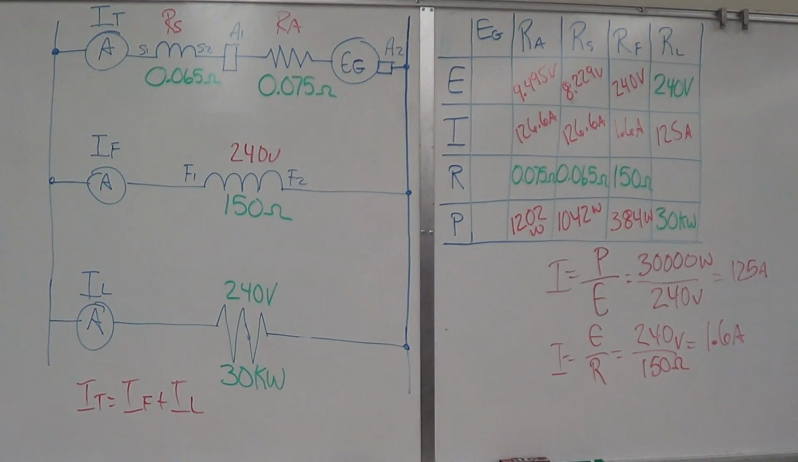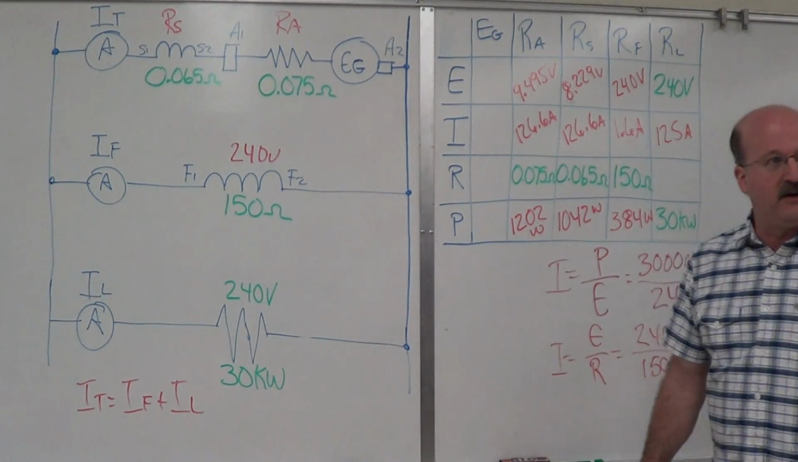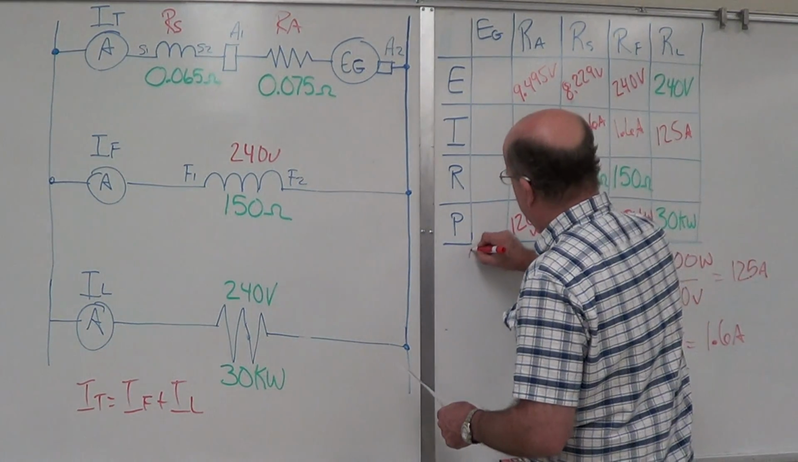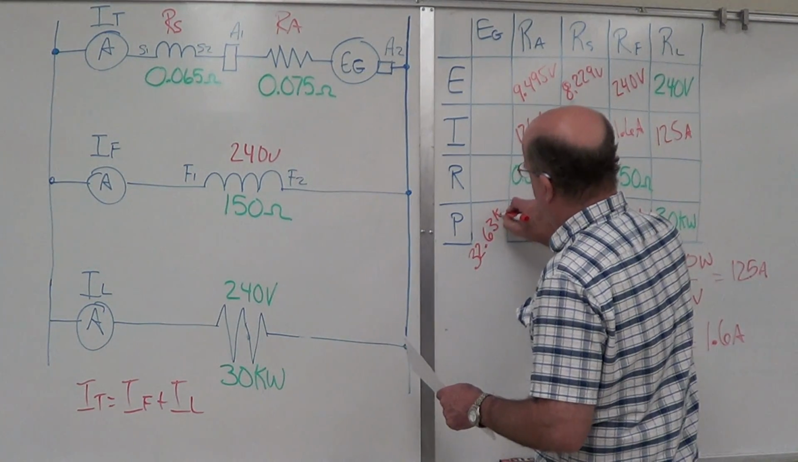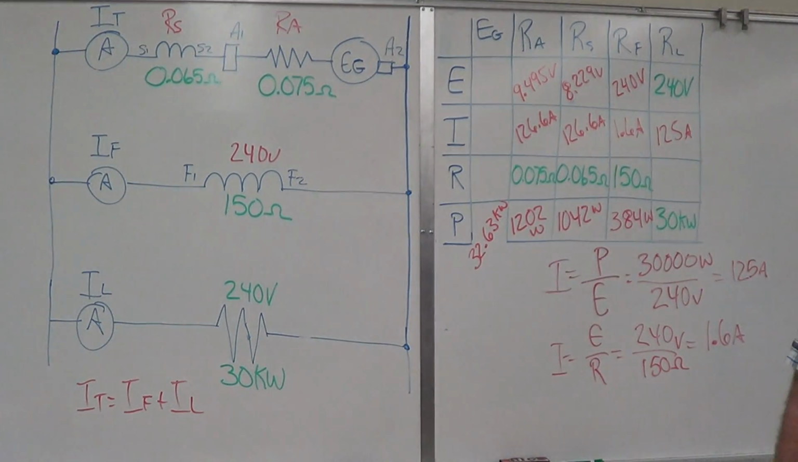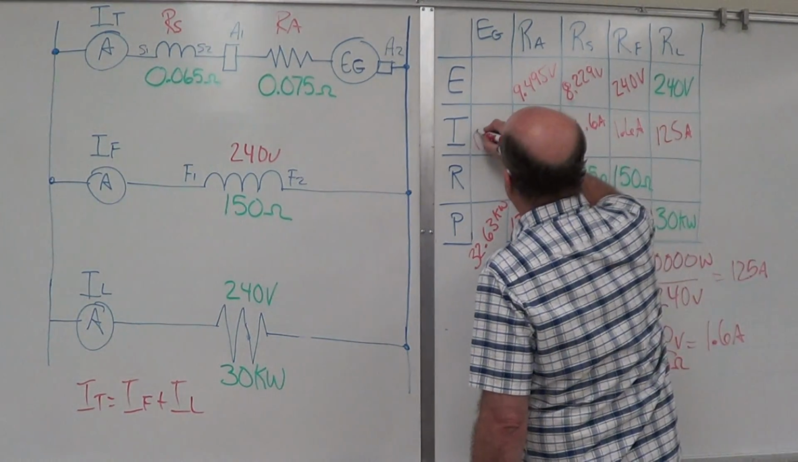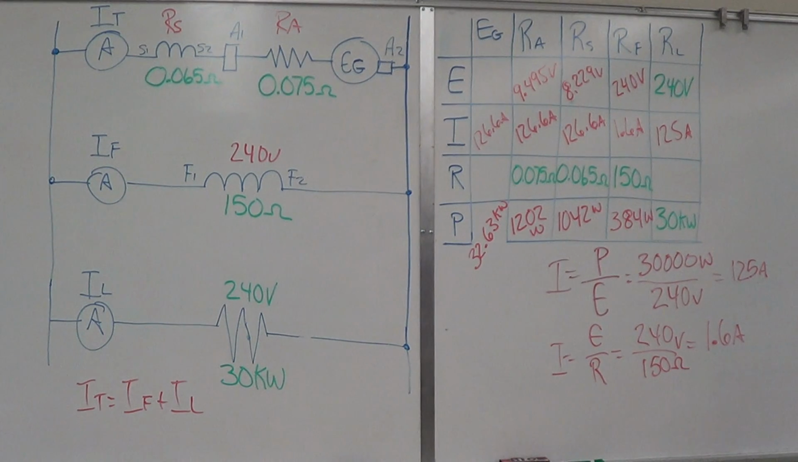Now, our total power out here is the sum of all of these powers here, right? I don't have enough room on that, so I'm going to break that and put 32.63 kW. Our total current is the same as this current here, 126.6 amps. You add up all the watts. Just add them all up.